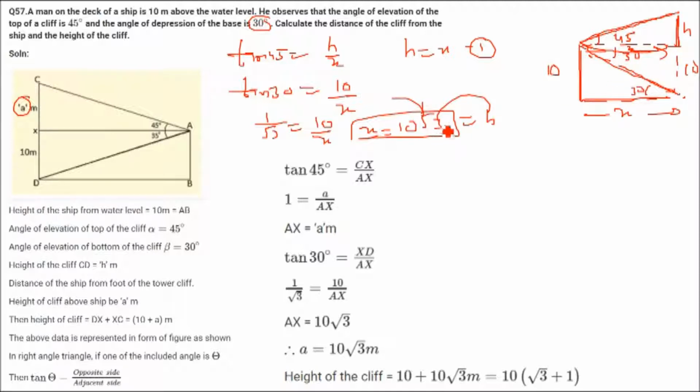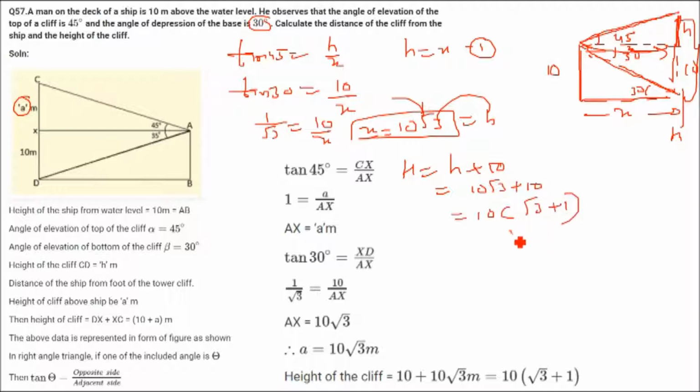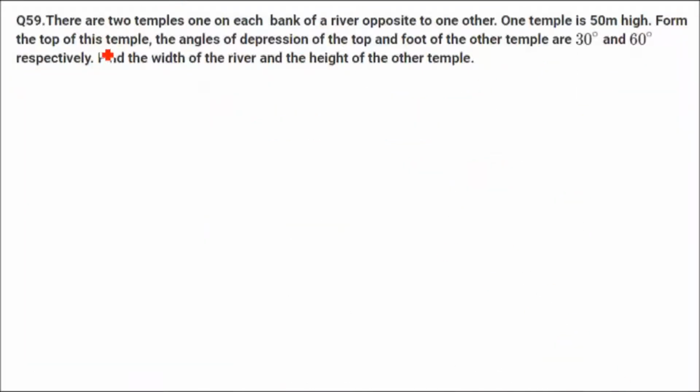And now since h is this and x is this, we have to find the whole height. For that I have to add 10 to h. So this actual height, which I have taken as capital H, will be h plus 10, and this is going to be 10 root 3 plus 10. So just take 10 outside. It will be root 3 plus 1. So this is the answer, 10 times (root 3 plus 1).